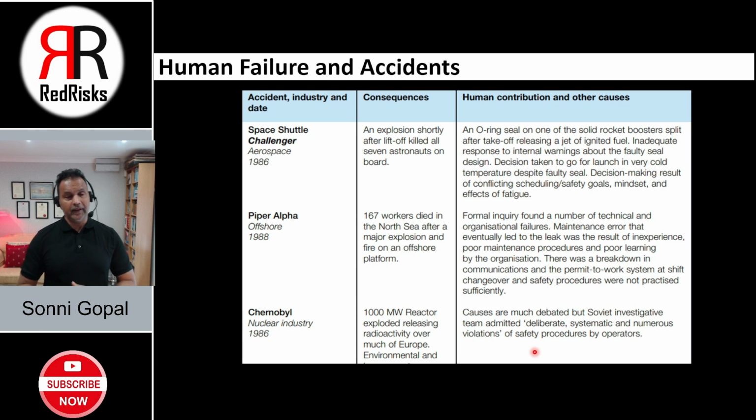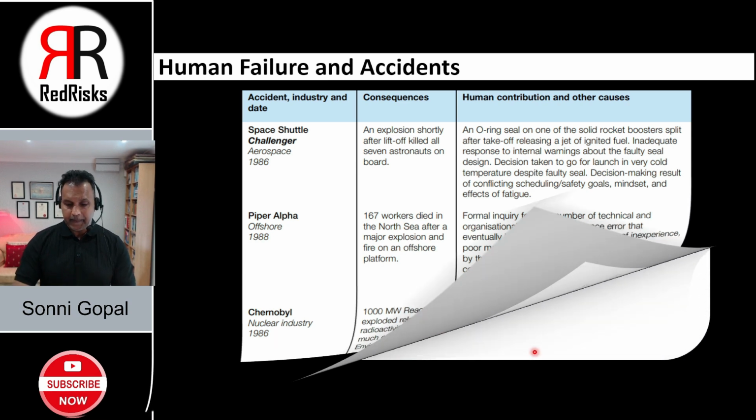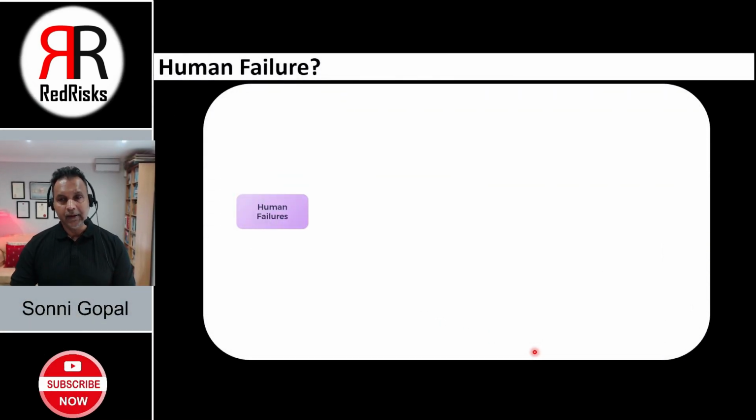Okay, well, human failure and accidents. We know these things happen across the world. There's a number of things. You can go back in history all the way back to the 1950s, 60s, and earlier. There's a number of contributors here. But what exactly are human failures?